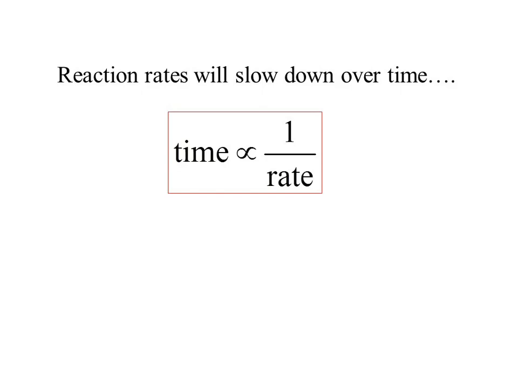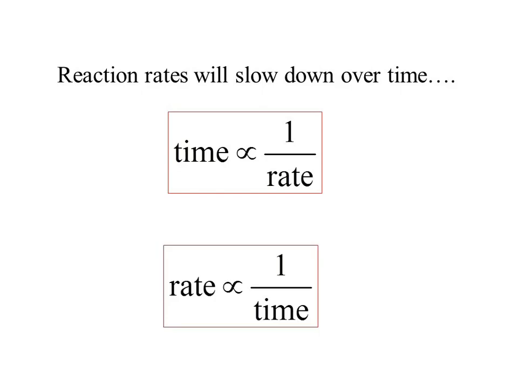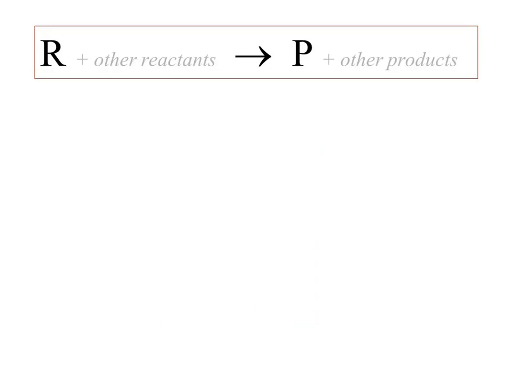So we can switch that up if we want to, and say rate is inversely proportional to time. The rate at which a reaction is occurring at a given moment is proportional to 1 over time, or inversely proportional to time itself. Reaction rates slow down. So when you see an R, think reactants. When you see a big P, think products.